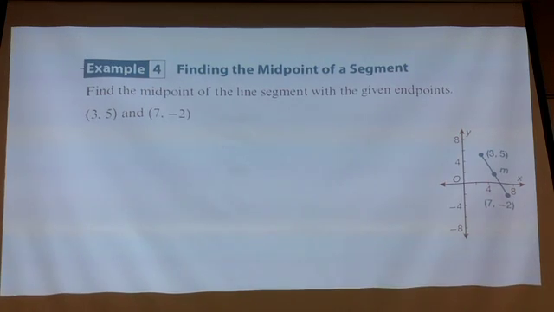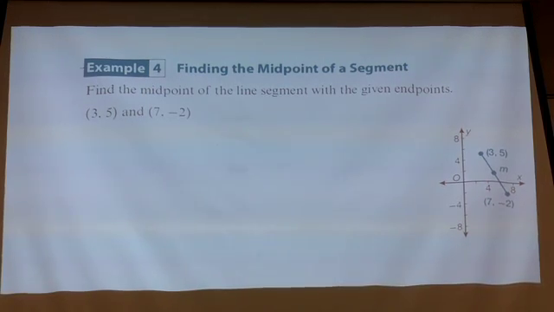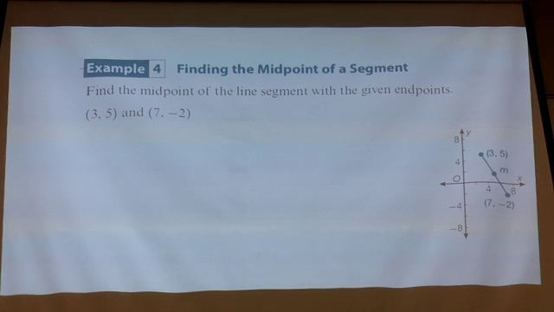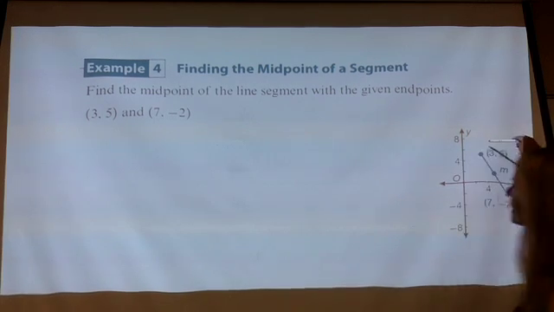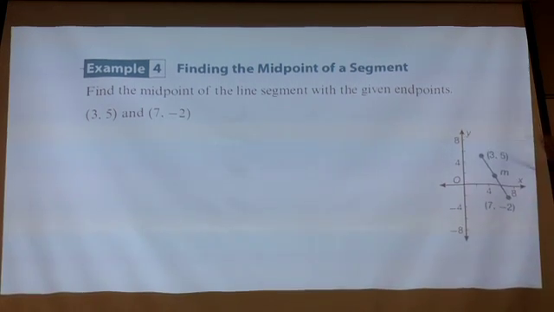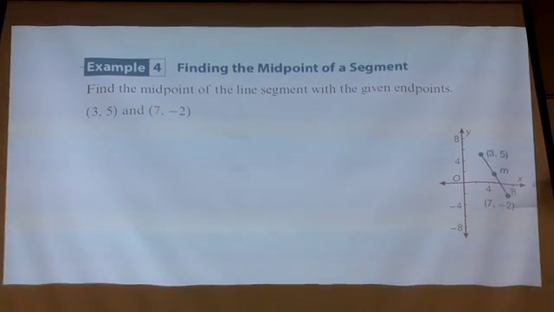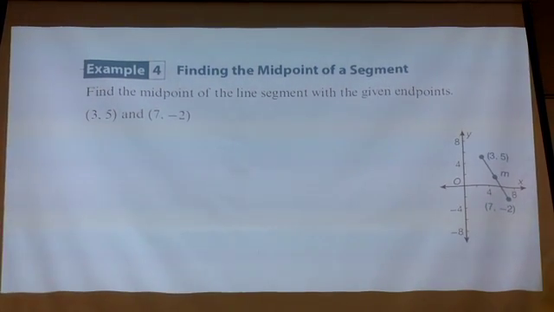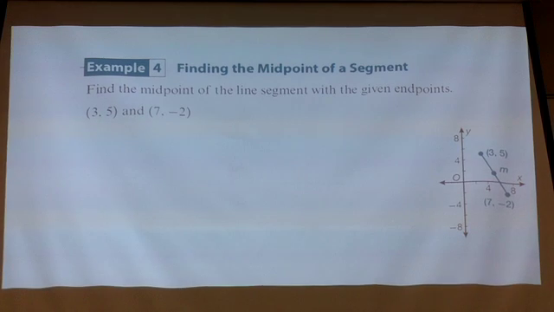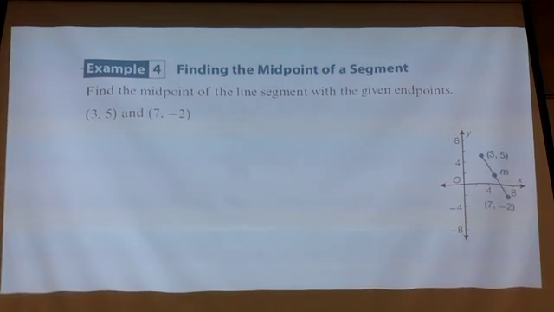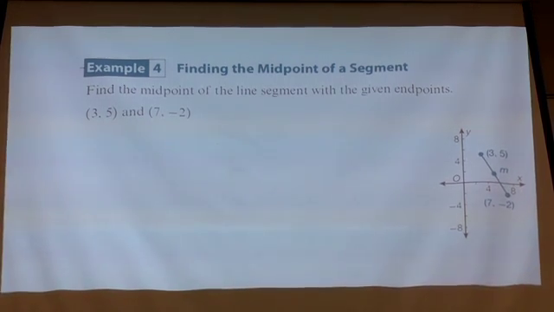We need to find the midpoint of the line segment with the given endpoints. So down here, they give us these endpoints. We've got the point 3, 5, and 7, negative 2. We want to find this guy right in the center here. So we're just going to stick it in the formula that you guys just wrote down in your notes. It's pretty simple. I love the midpoint formula.